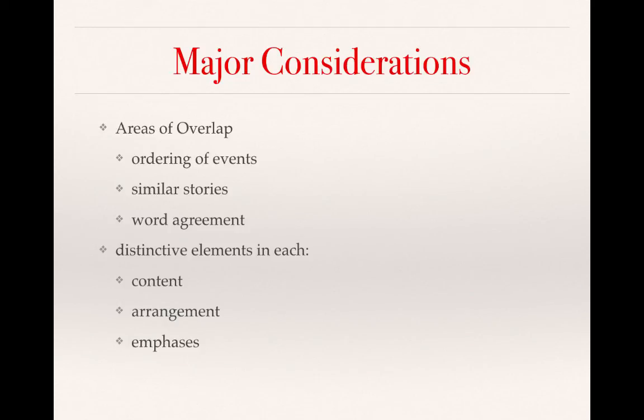In addition to considering areas of overlap, however, you must also consider the distinctive elements in each. Again, this can be anything including the content, what's included, what's not included, the arrangement of that content, where does a story occur in Mark's Gospel as opposed to where it occurs in Matthew's Gospel, and specific emphases that occur throughout the Gospels. And then finally, another major consideration is, what about John?